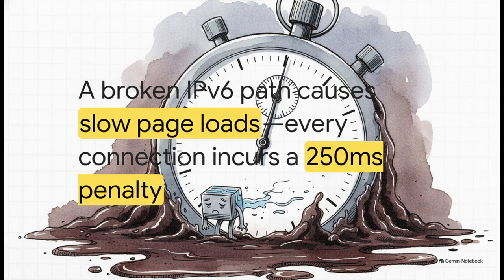If you have a broken IPv6 path, you usually won't get a hard page cannot be displayed error. Instead, the connection silently falls back to IPv4. So to the user, it appears to be working, but every single connection is taking that 250 millisecond latency penalty. Users are going to complain about sluggish, slow page loads, totally masking a fundamentally broken IPv6 path that you still need to fix. This is exactly why you must test both stacks independently.